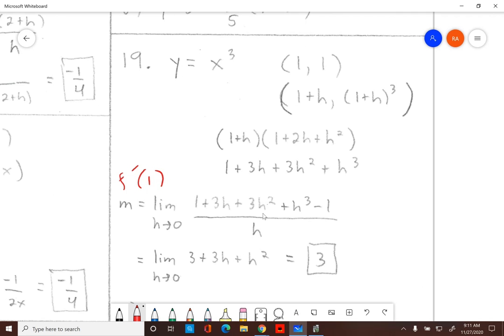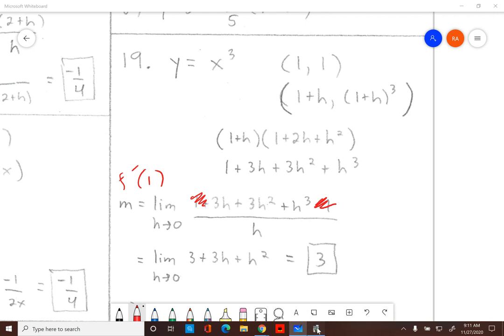So again, I can cancel out these ones because those cancel out. And then if you notice, you can factor and cancel an h out of every term. So if I take an h out of every term, I'm left with 3 plus 3h plus h squared, and then cancel the h out with the denominator, then plug 0 in here, and so those two terms are gone, and I'm getting 3 is the slope of the tangent line for this function at x equals 1.